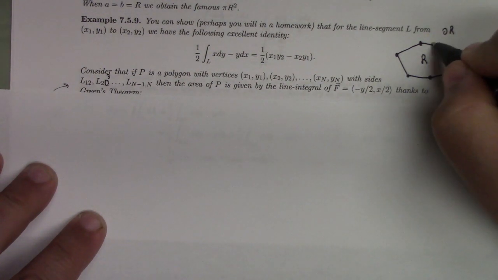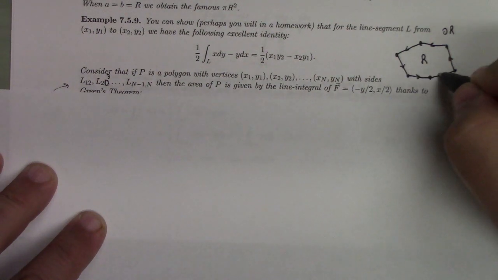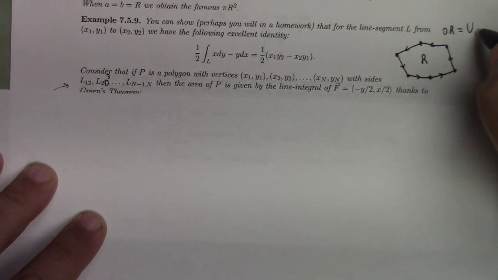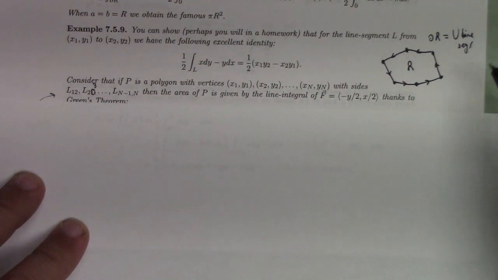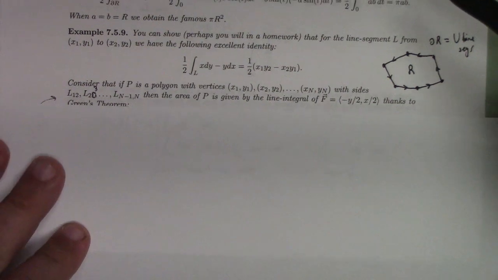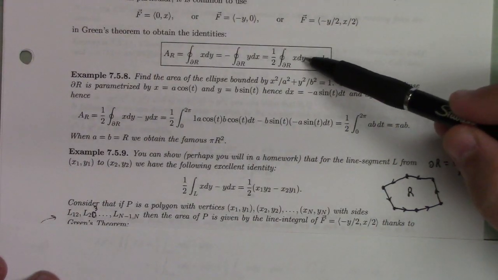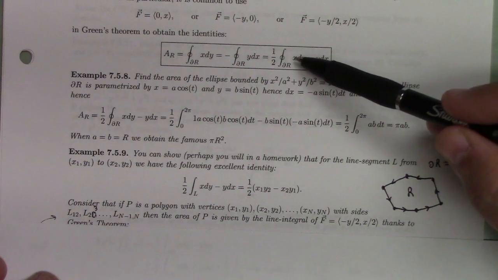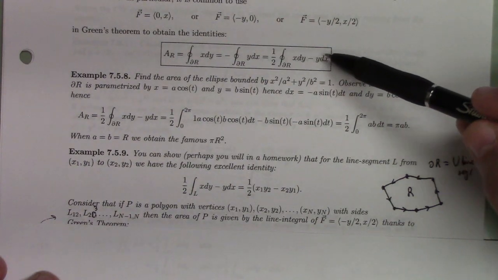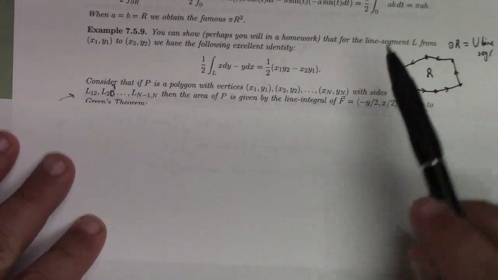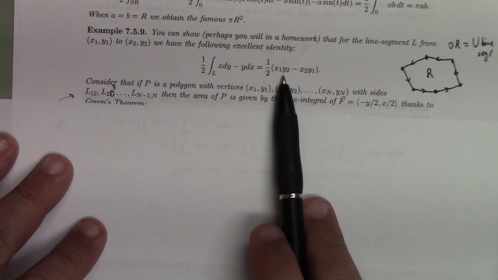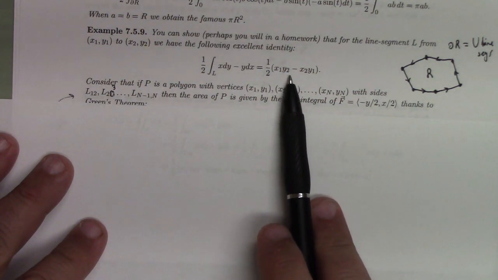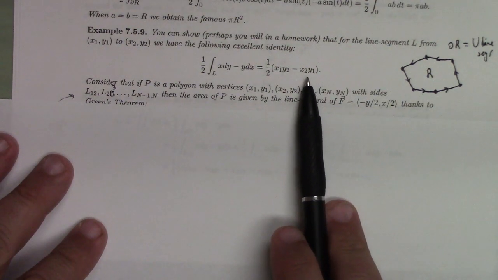counterclockwise oriented, is the union of line segments. And if I want to calculate the area of R, I can just calculate the integral around the boundary of R of x dy minus y dx. But if you integrate x dy minus y dx along a line segment, it's just given by this difference: x for the first point times y for the second point, minus x for the second point times y for the first point.